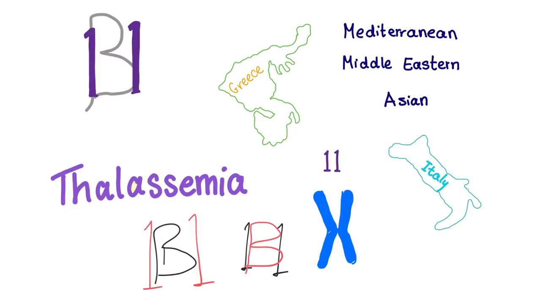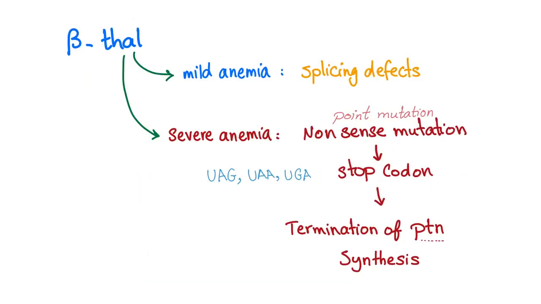Okay, it's common in the Mediterranean, Middle Eastern, and Asian population. Please remember Greece and Italy, beta thalassemia, chromosome 11. Beta thalassemia can be mild or severe. Mild anemia is usually due to a splicing defect. Go back to your microbiology and review this topic.